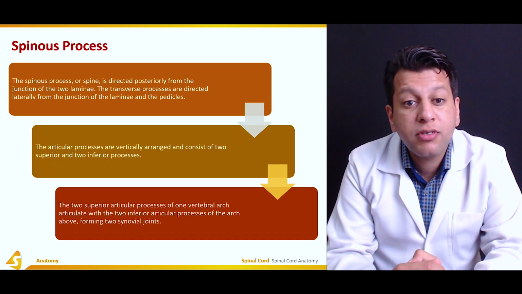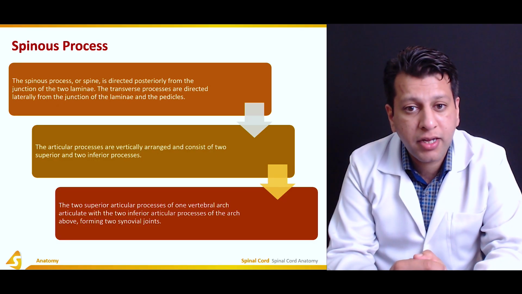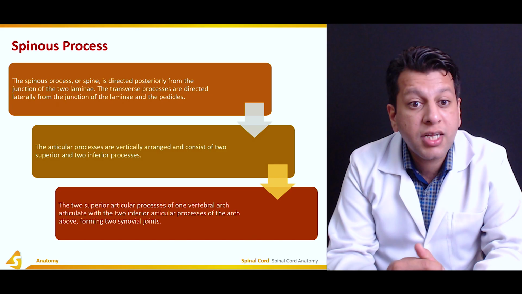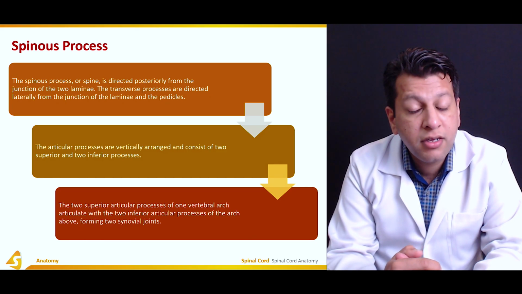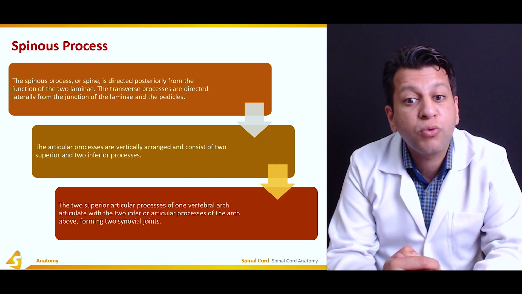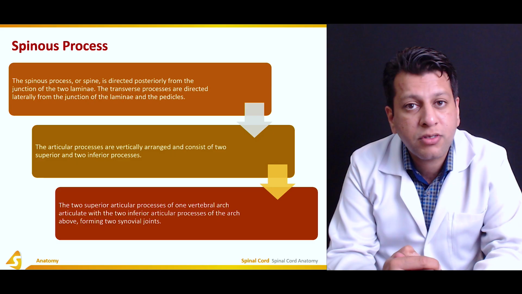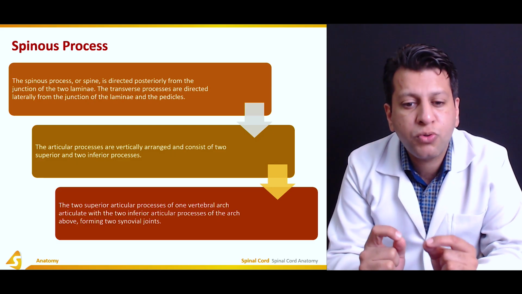The spinous process, or spine, is directed posteriorly from the junction of the two laminae. The transverse processes are directed laterally at the junction of the lamina and the pedicles. The articular processes are vertically arranged and consist of two superior and two inferior processes. These two superior and two inferior processes actually form two joints.